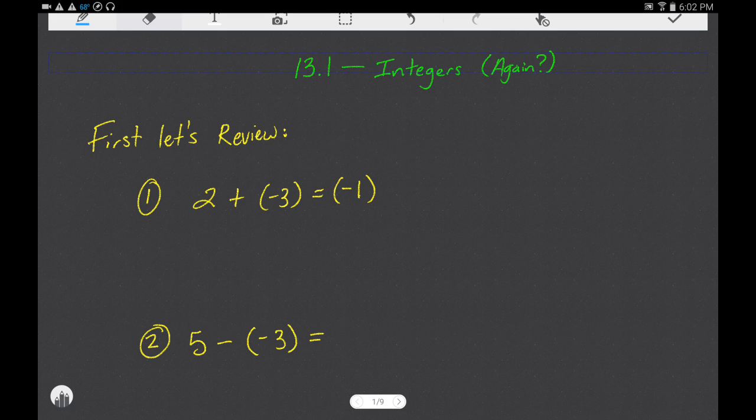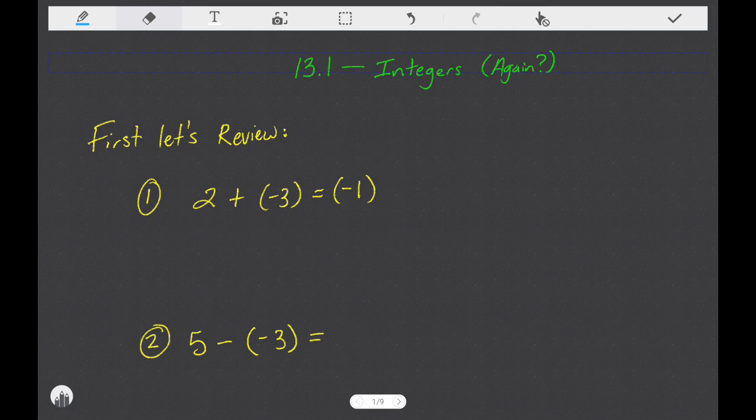Okay guys, today we're going to be readdressing integers. This is something we hit on chapters 5 and 6. First thing we're going to do is relearn, because it just takes a little bit of time to relearn, again, positives and negatives and what that means when we're adding and subtracting.